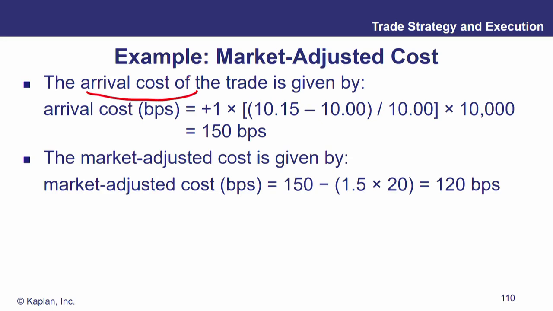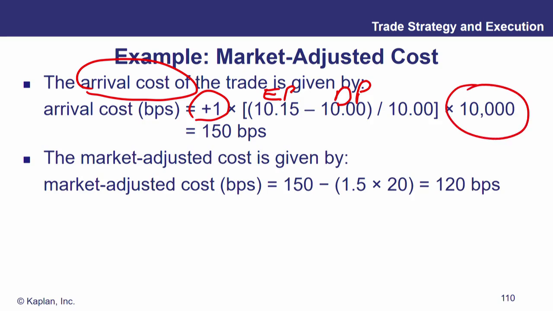Now we need to figure out the arrival cost in basis points. Okay, so again, side is 1. 10.15 was the executed price that we had. And remember, 10 was the decision price. Okay, and then we're going to divide that by the decision price. And again, we're going to multiply by 10,000 in order to convert this to basis points. We come up with 150 basis points.